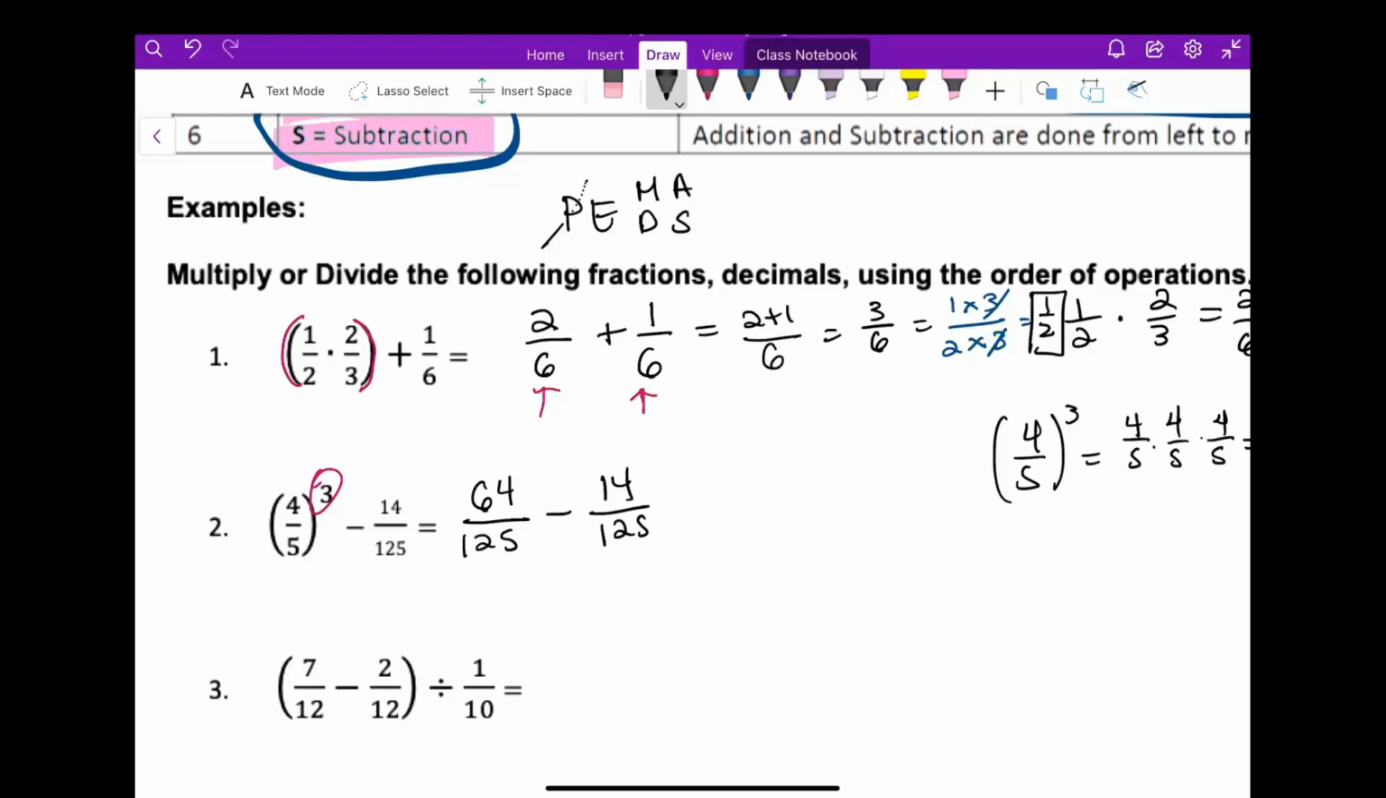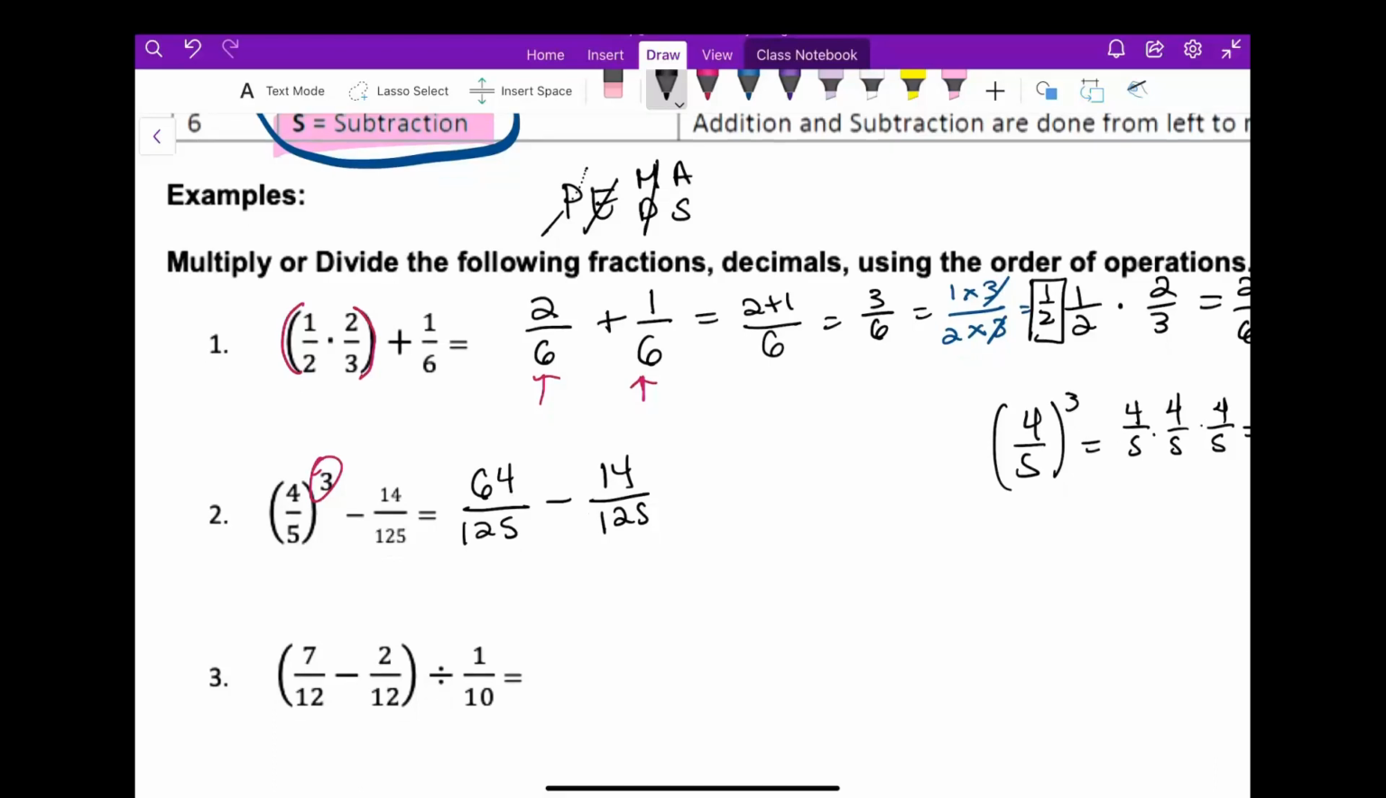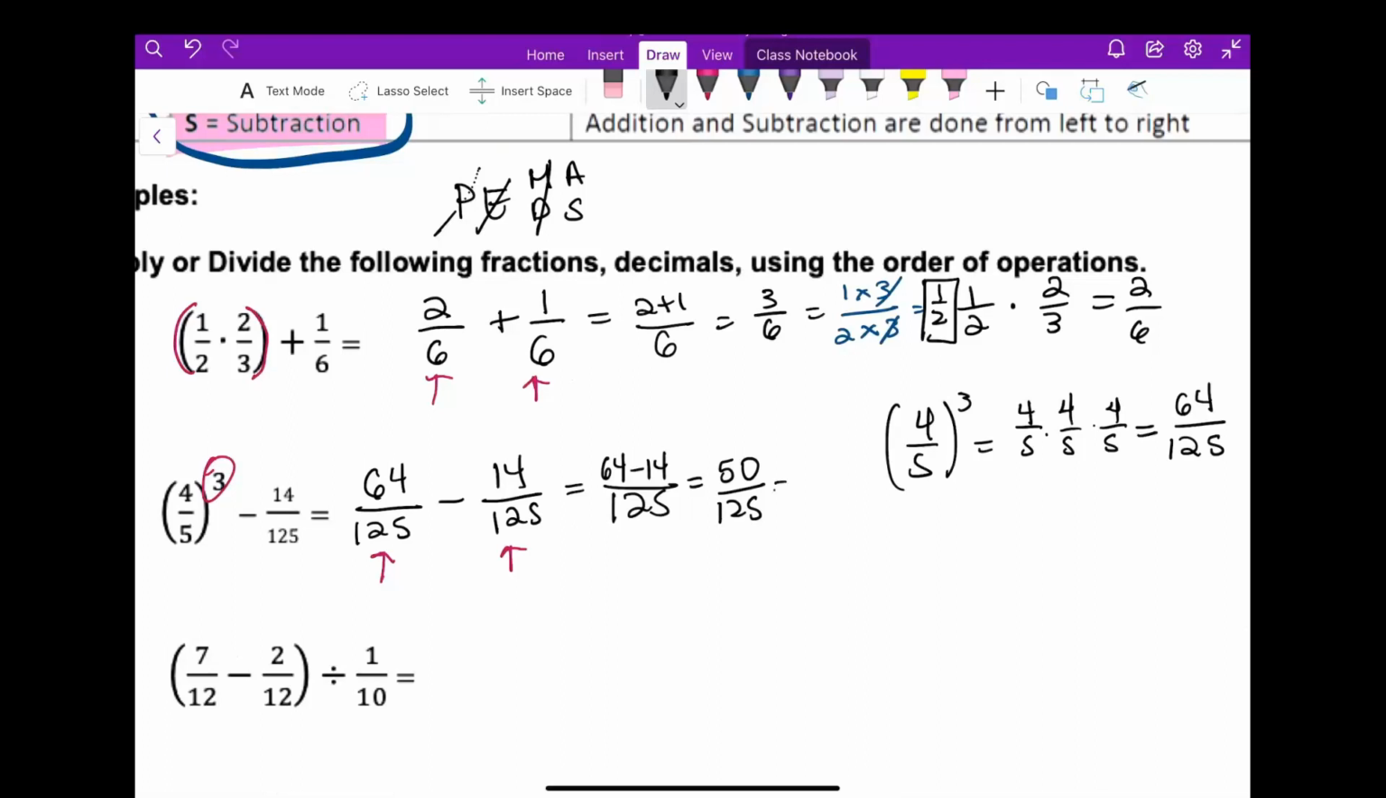Next step, I completed parentheses, I completed exponents. Do I have a multiplication or division? No. Do I have addition or subtraction? Yes. So I have a subtraction, and I notice my denominators are the same right here. So that means I can write the denominator as something over 125, and we have 64 minus 14, 50 over 125.